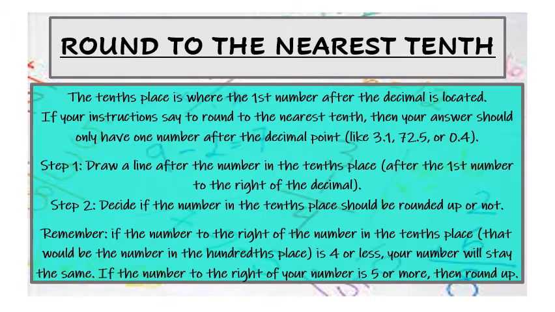So remember that if that number that's on the right of that vertical line is 4 or less, then you will not round. If the number to the right of the vertical line is 5 or more, then yes, you will round. You'll round up to the next number.